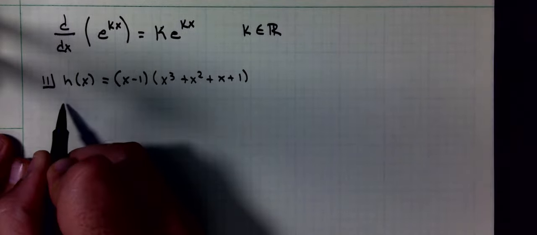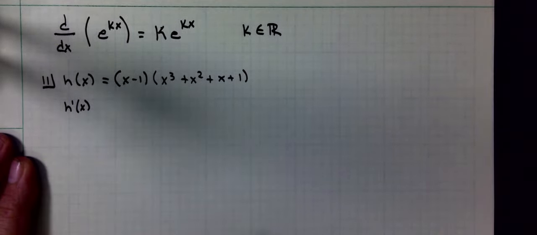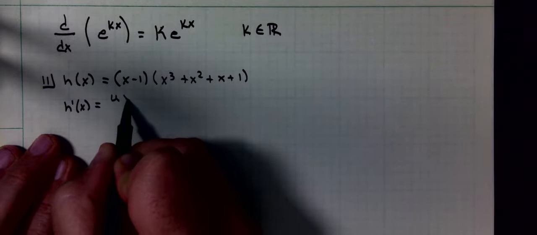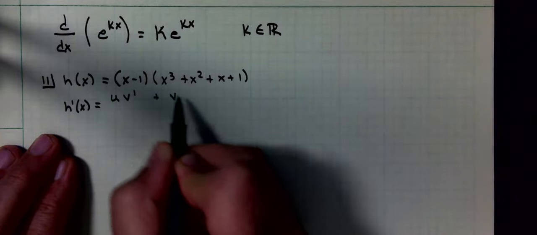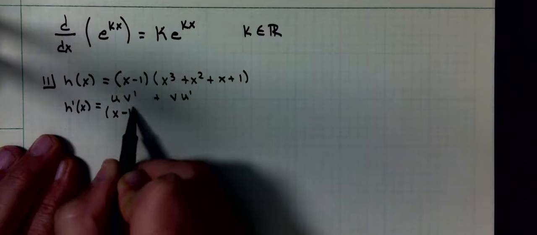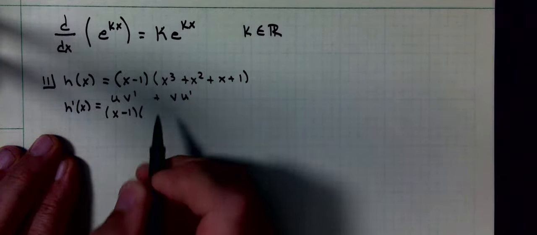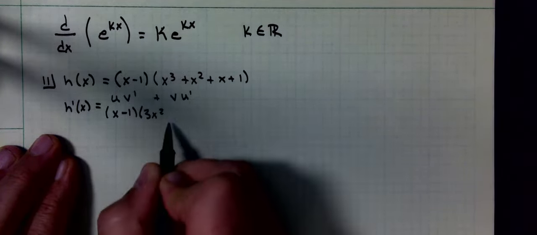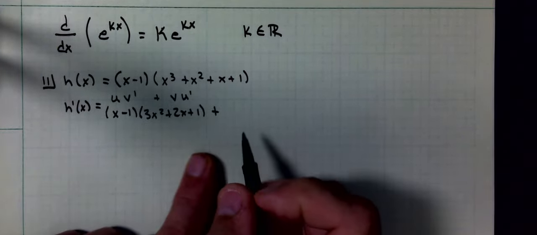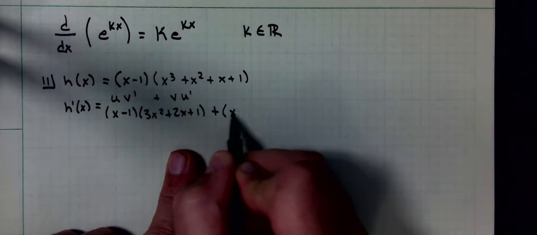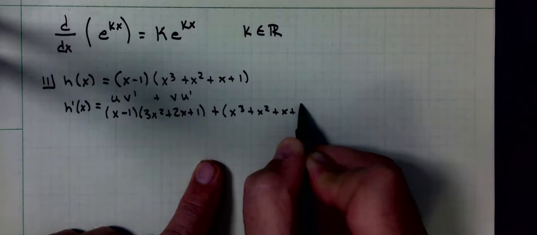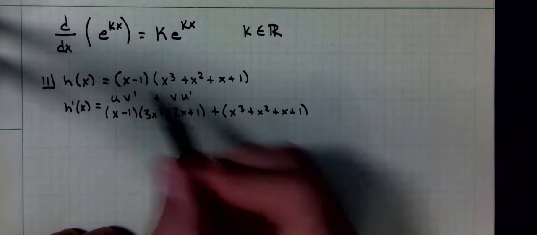They want us to find h prime of x. First function, second function: first function times the derivative of the second, 3x squared plus 2x, plus the second function, x cubed plus x squared plus 1, times the derivative of the first, which is 1.